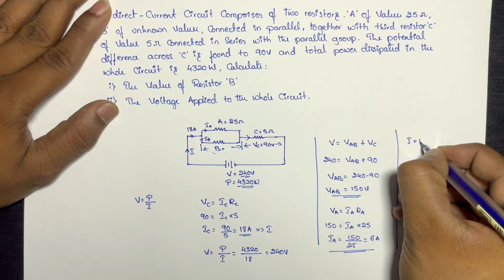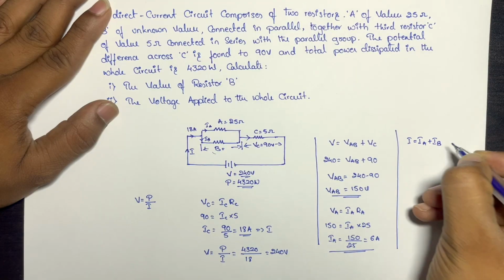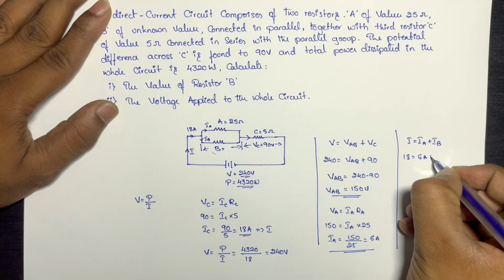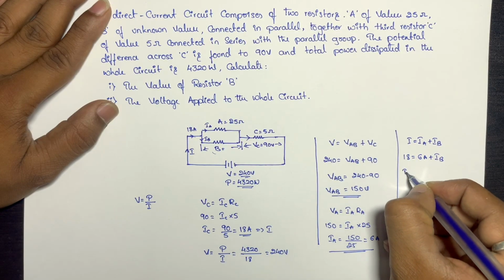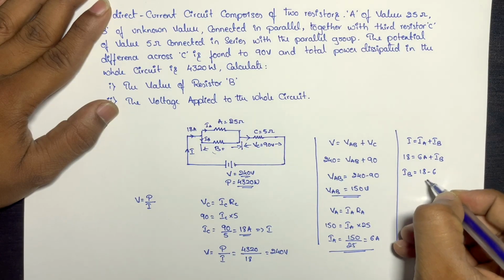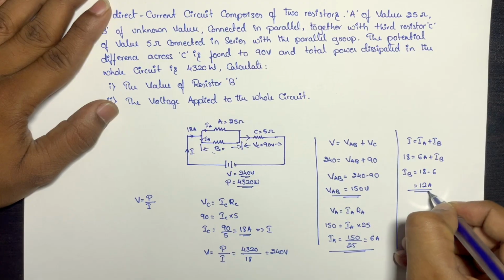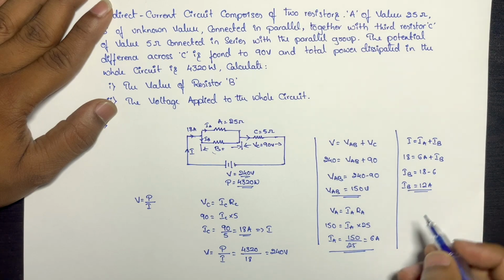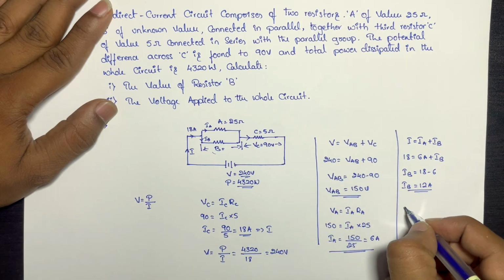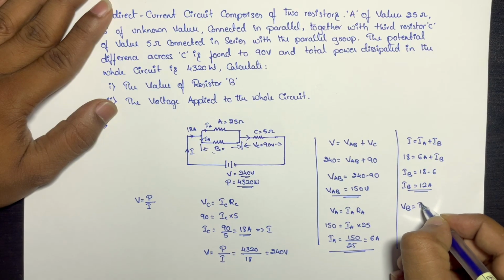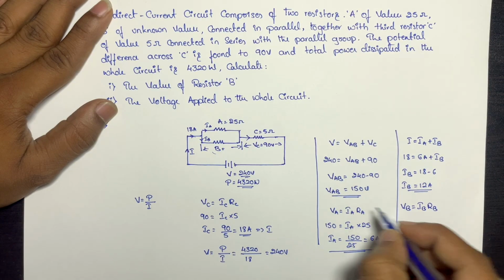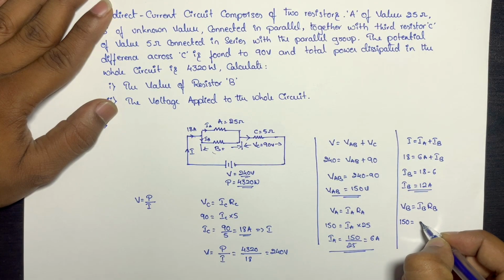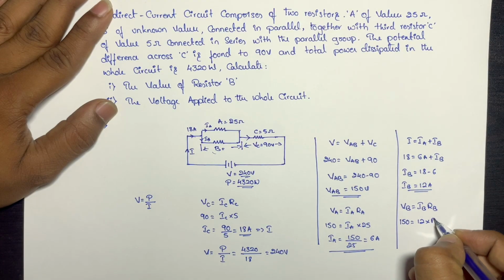that's I is equal to IA plus IB. Now the total current is 18 amps, IA is 6 amps and IB is unknown. From this, IB is equal to 18 minus 6, that's 12 amps flowing through the resistor B. Now with this IB and the voltage VAB, we can calculate VB is equal to IB into RB. VB is the same as VAB, since in a parallel circuit voltage remains the same. 150 is equal to IB, which is 12, times RB, which is unknown.